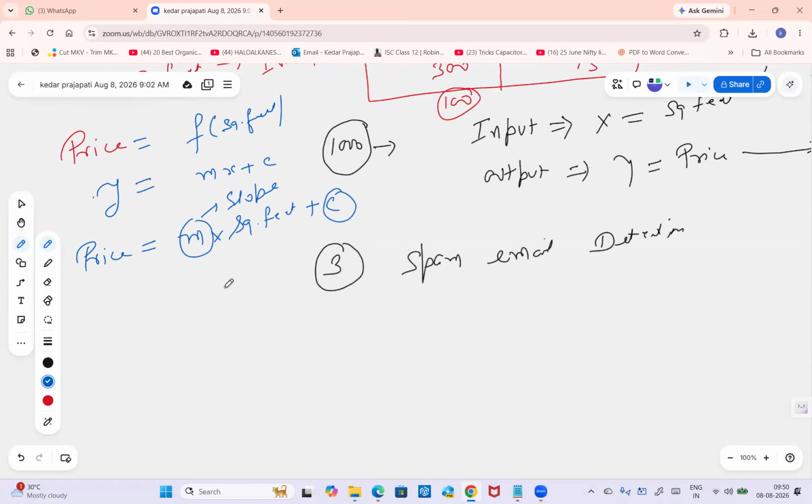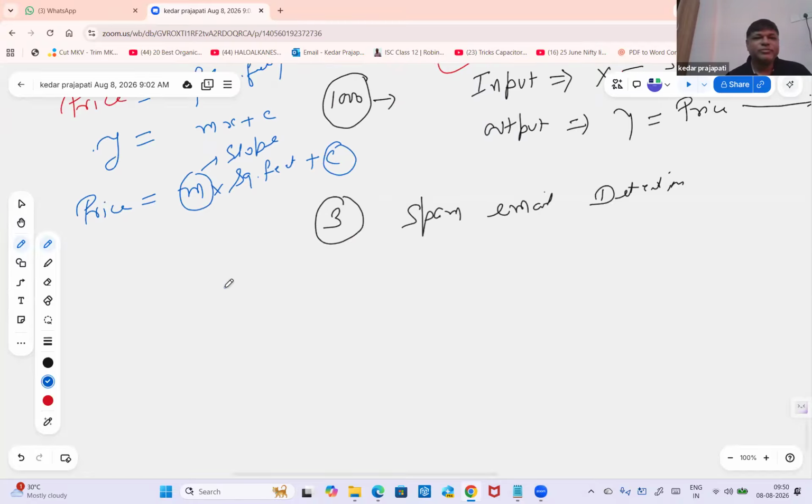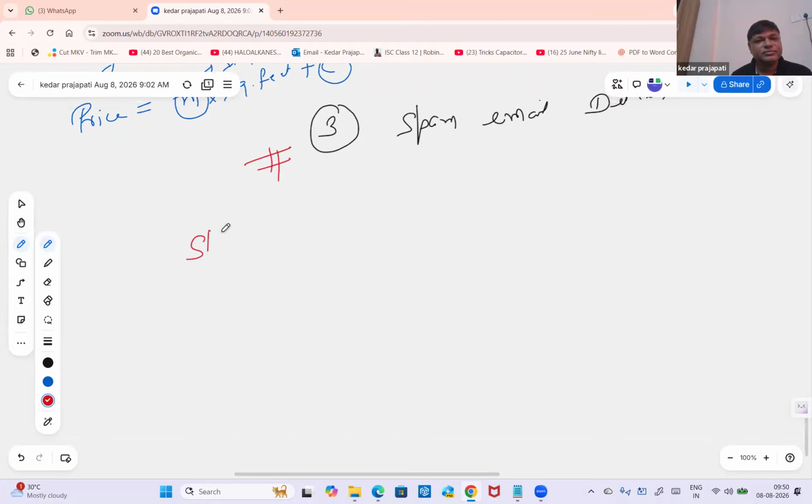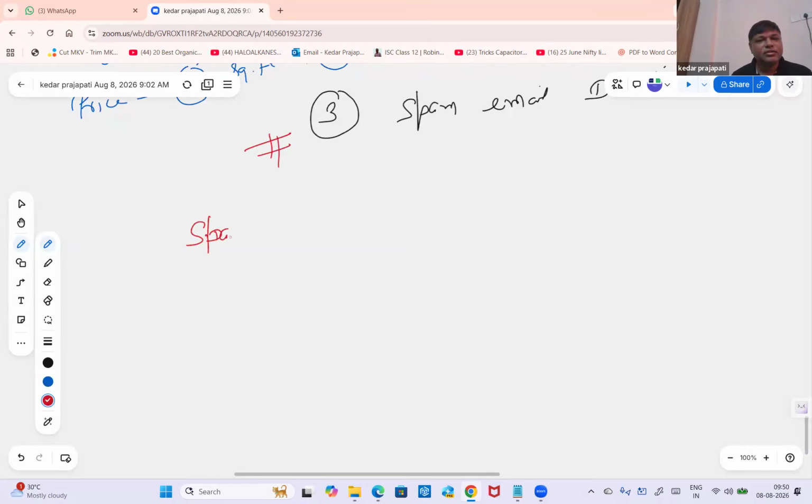Okay. So I was going for spam email detection. These projects we will do, one by one. So spam email detection, how does it work? Let me open my Gmail and I'll show you.